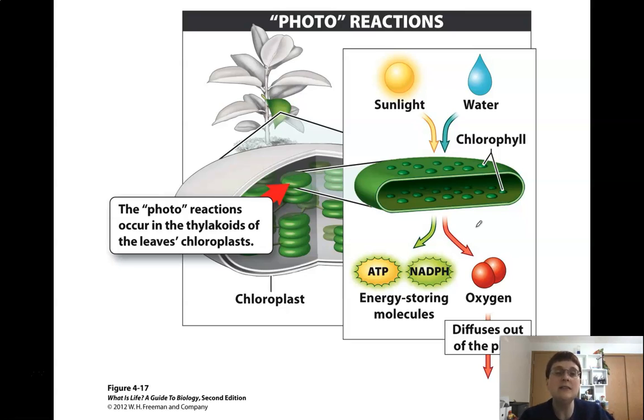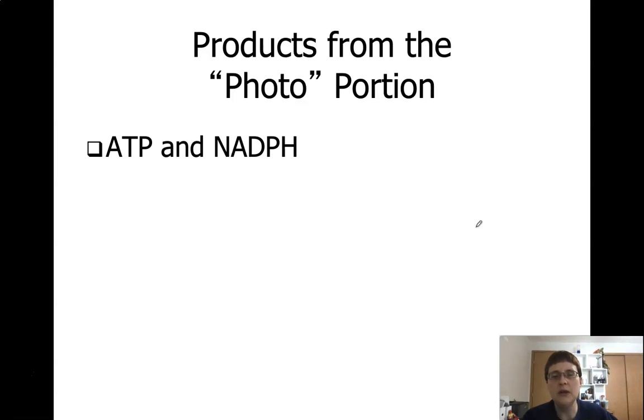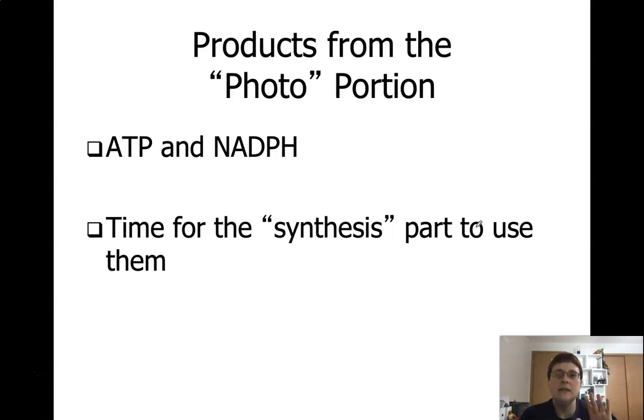And that is, for our purposes, the photo part of the photo reaction. If you're really interested, you can take a look in your book, and there are some videos out there about more of the details of what's going on in here. But for our purpose, that's the photo reaction. So what do we get from the photo reaction? We get those ATP and NADPH, so those energy molecules, and we get the oxygen left over. We're not worried about the oxygen because we need the ATP and NADPH for the next step.